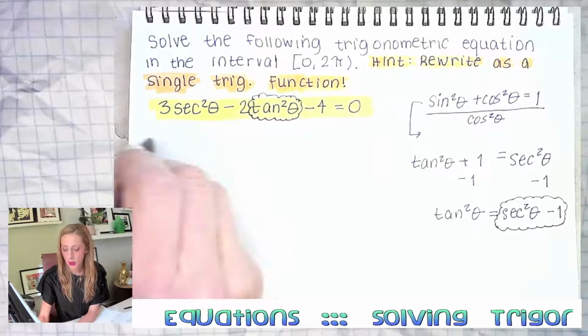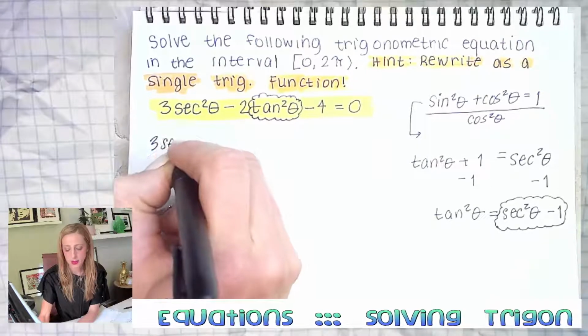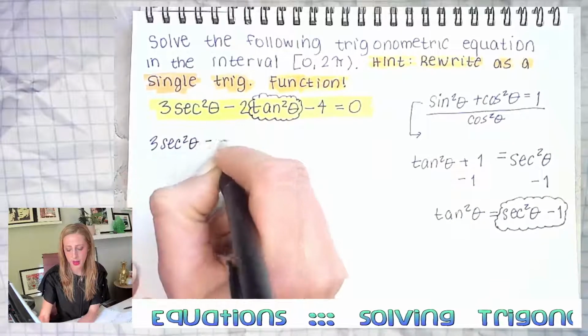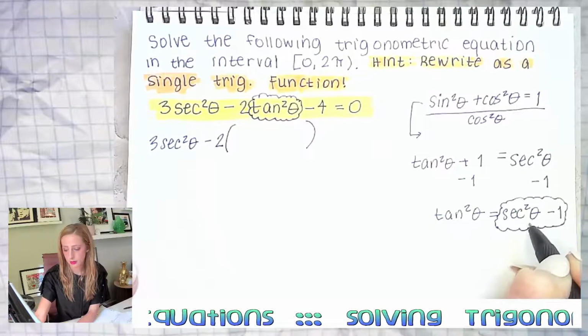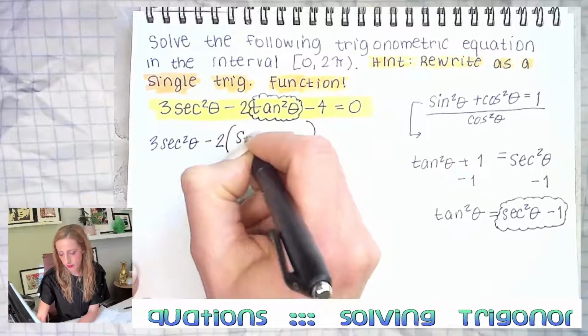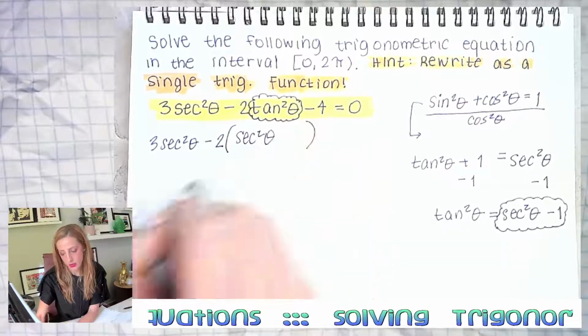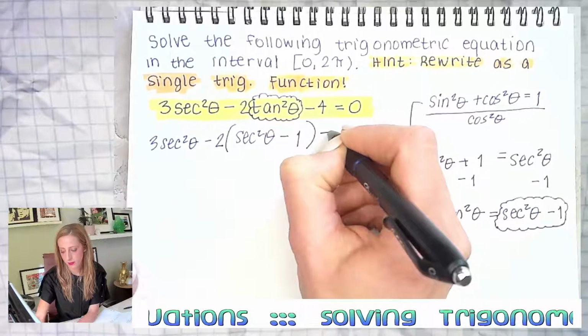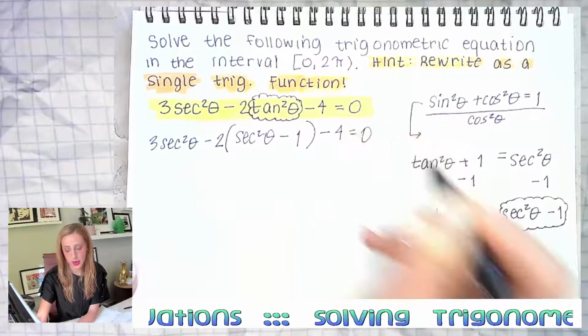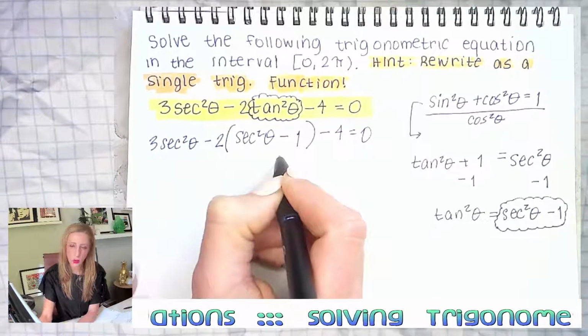Make sure we use parentheses. We will have 3 secant squared minus 2 times the quantity of, fill that in, secant squared minus 1, minus 4 is 0. Now I'm going to distribute.